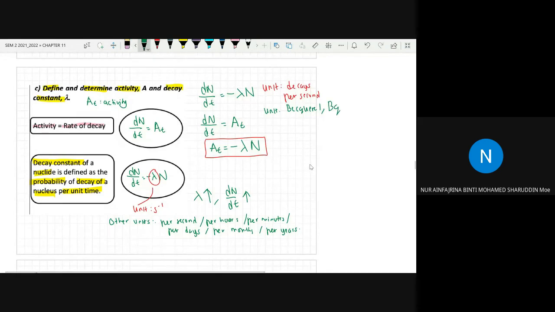Becquerel. Okay, so you need to know one thing. One becquerel will be same as one decay per one second. Okay, this is for rate of decay punya unit tau. Rate of decay. And then you need to know one thing as well. One curie akan sama dengan 3.7 times 10 to the power of 10 decays per second. Decay per second.